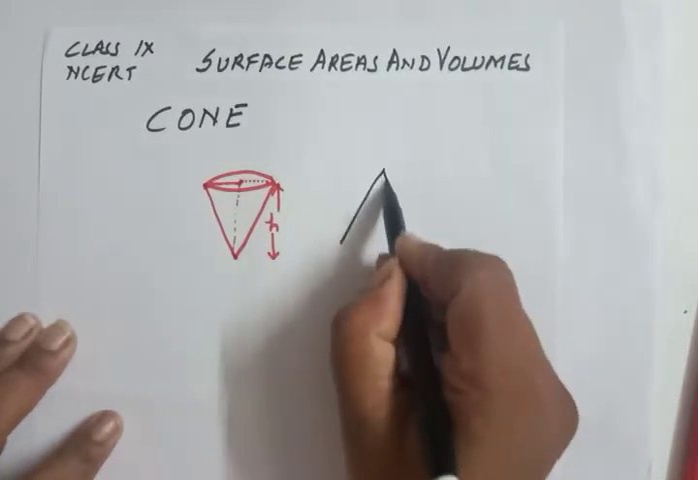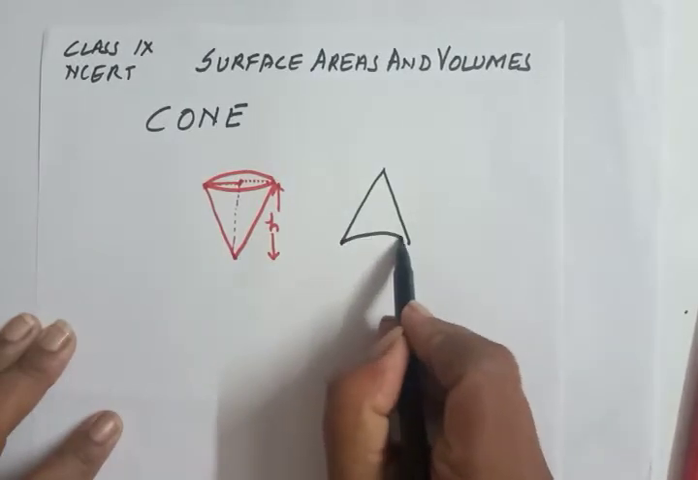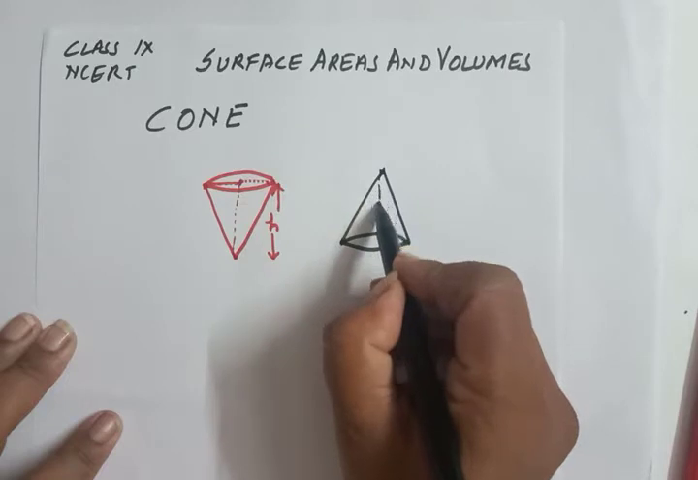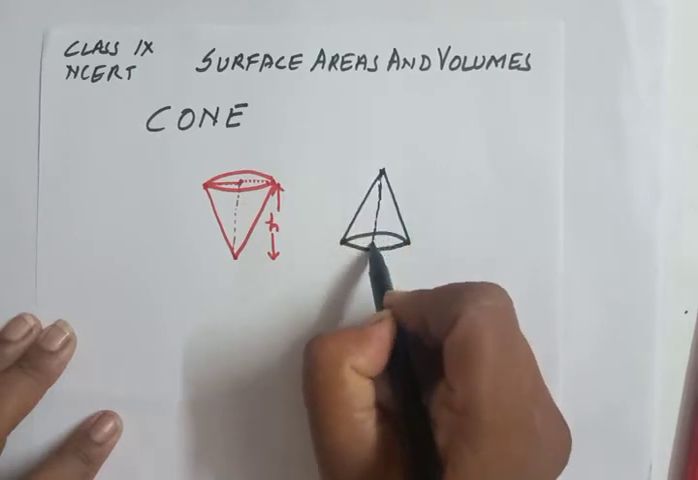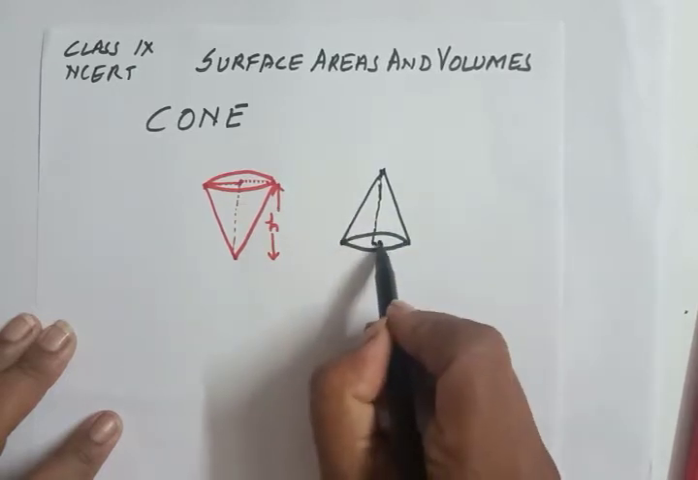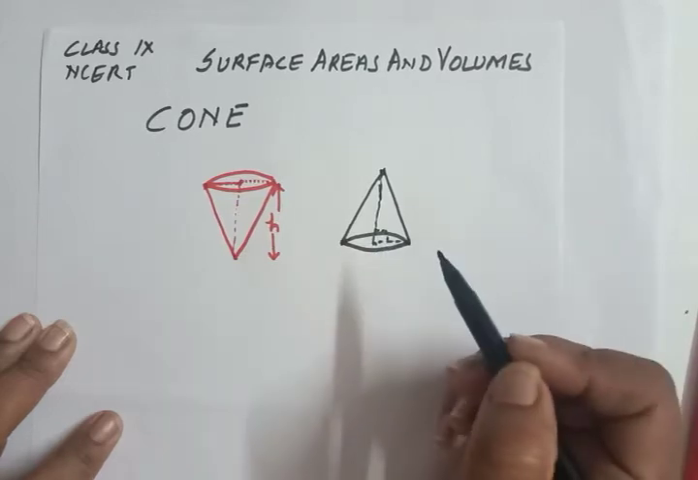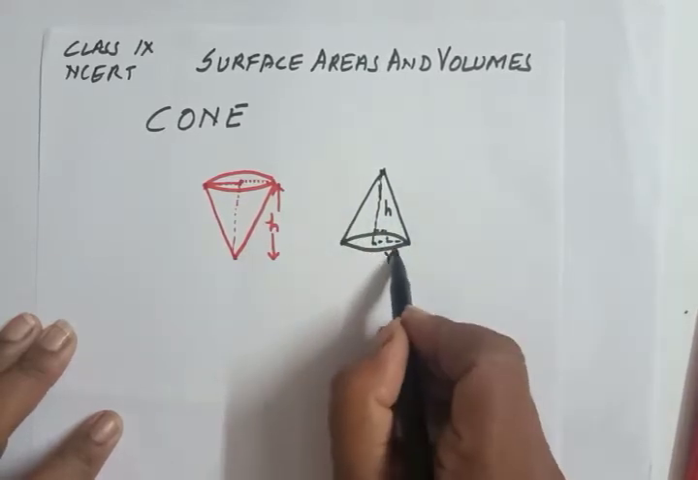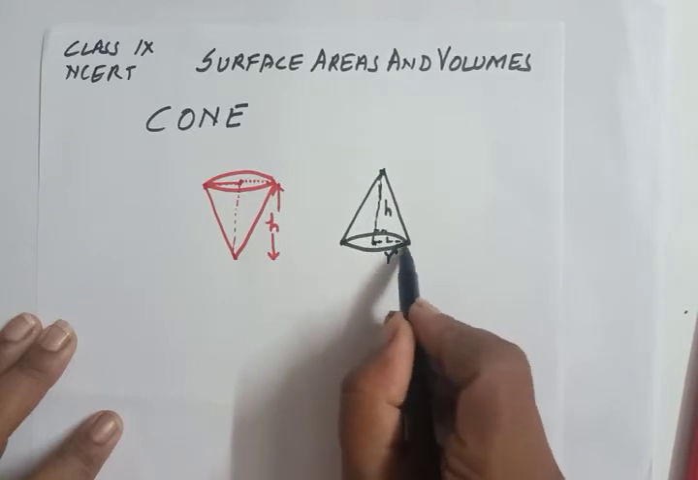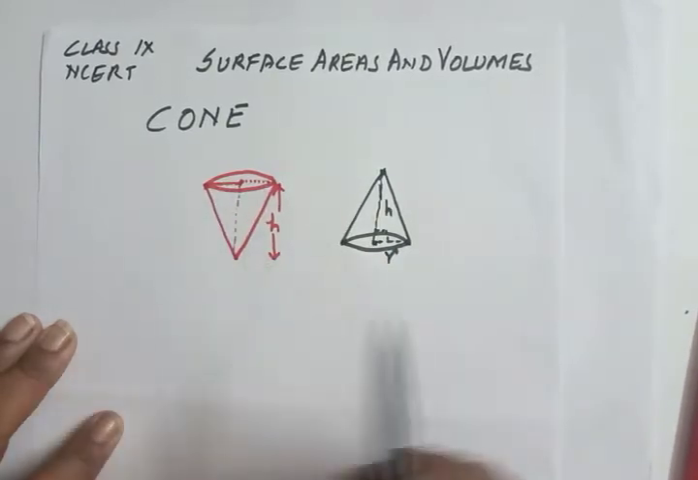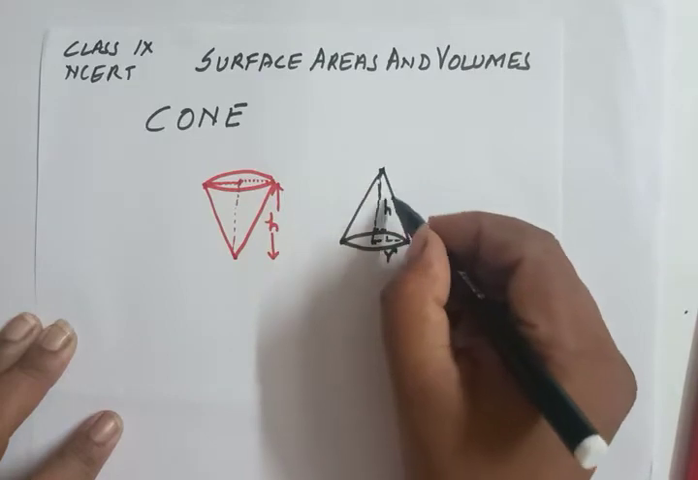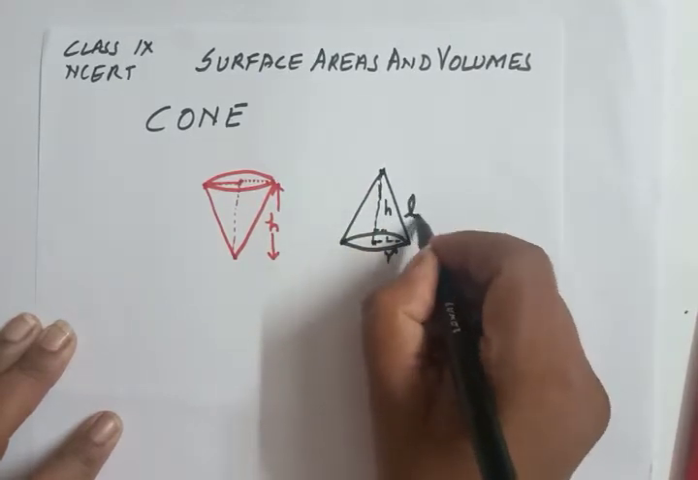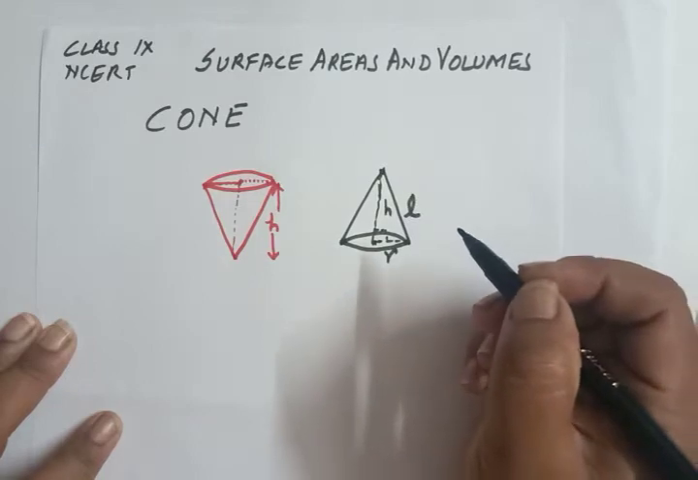We can draw like this also. When we join this vertex to the center of the base, it should be a right triangle. So this is the height, as I told you. This is the r, this is the radius, this one is the radius, this complete is the diameter, and you can see this is the slant height. This is represented by a small l. This is called the slant height.